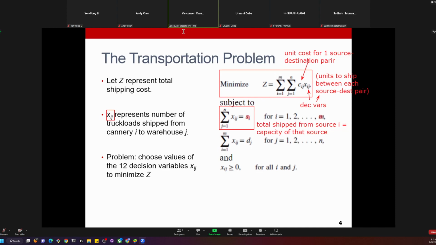Right? Then with a demand constraint for every destination, the total demand or total units received must be equal to the demand needed for that destination. So this should be the same as what we saw in the first week.